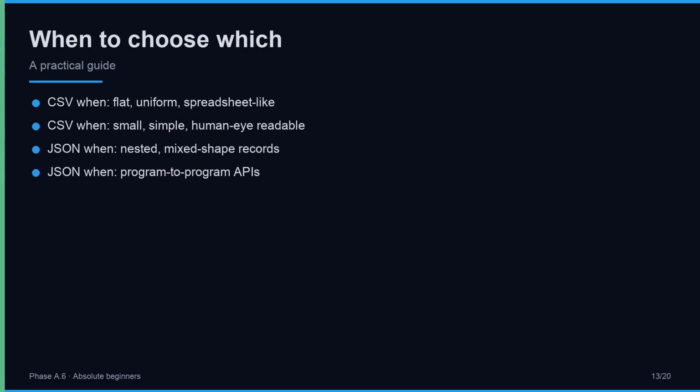How do you choose? Reach for CSV when your data is flat and uniform. Every record has the same columns, no nesting. CSV is also great when you want a small file a human can open and eyeball. Reach for JSON when your records have rich nested structure, or when 2 programs talk to each other through an API. JSON is the dominant shape there. Knowing both means you can pick the tool that fits the job instead of forcing one shape onto every problem. Pick the shape that fits.